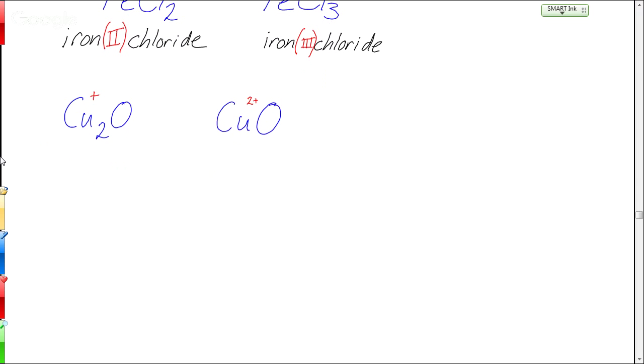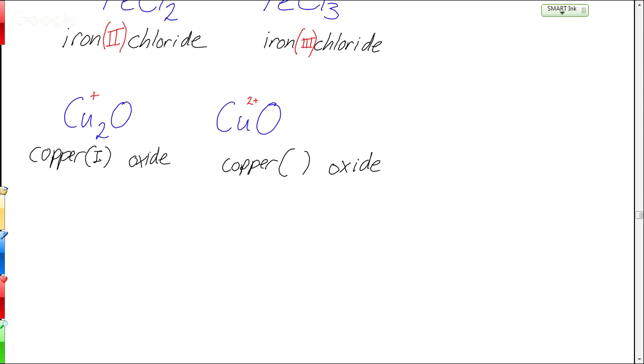So that means that when we name these, what are we going to do with our parentheses? This one's going to be copper something oxide. And this one's going to be copper something oxide. What goes in the parentheses on the left? 1. Because it's copper 1+.